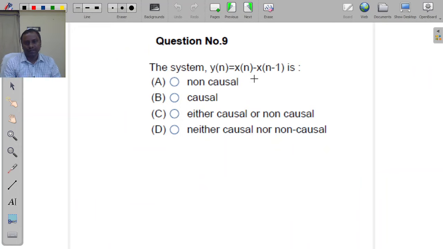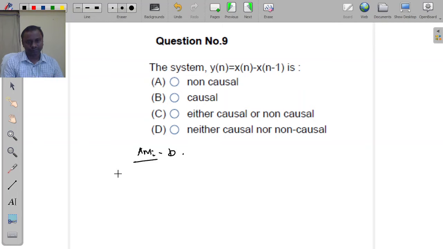A system y of n equal to x of n minus x of n minus n is non-causal, causal, either causal or non-causal, or neither causal nor non-causal. So the answer for this question is that it is causal. Why? What is the definition of causal? The output of a causal system at the present time depends only on the present or past values of the input, not on the future values. Then we call it causal.